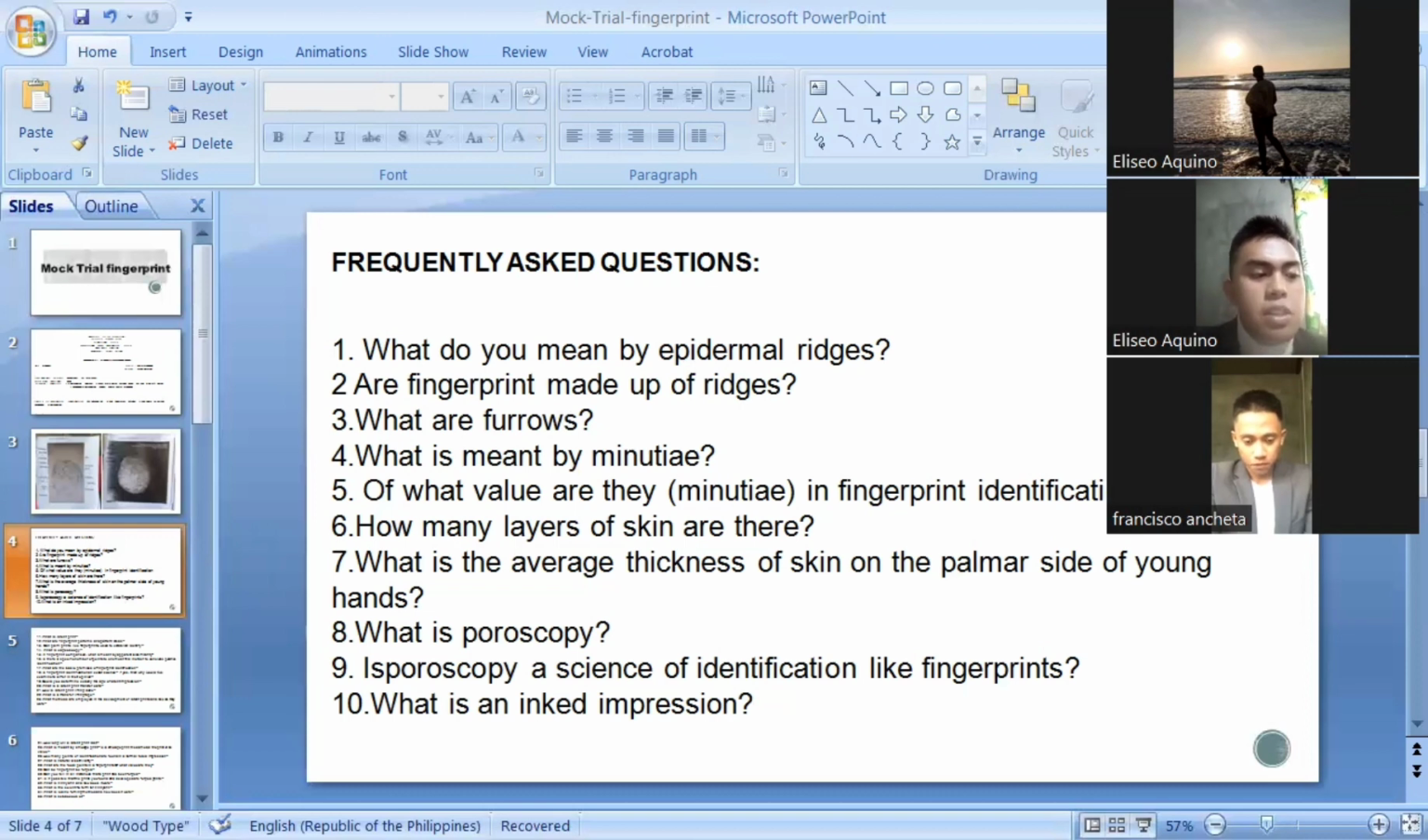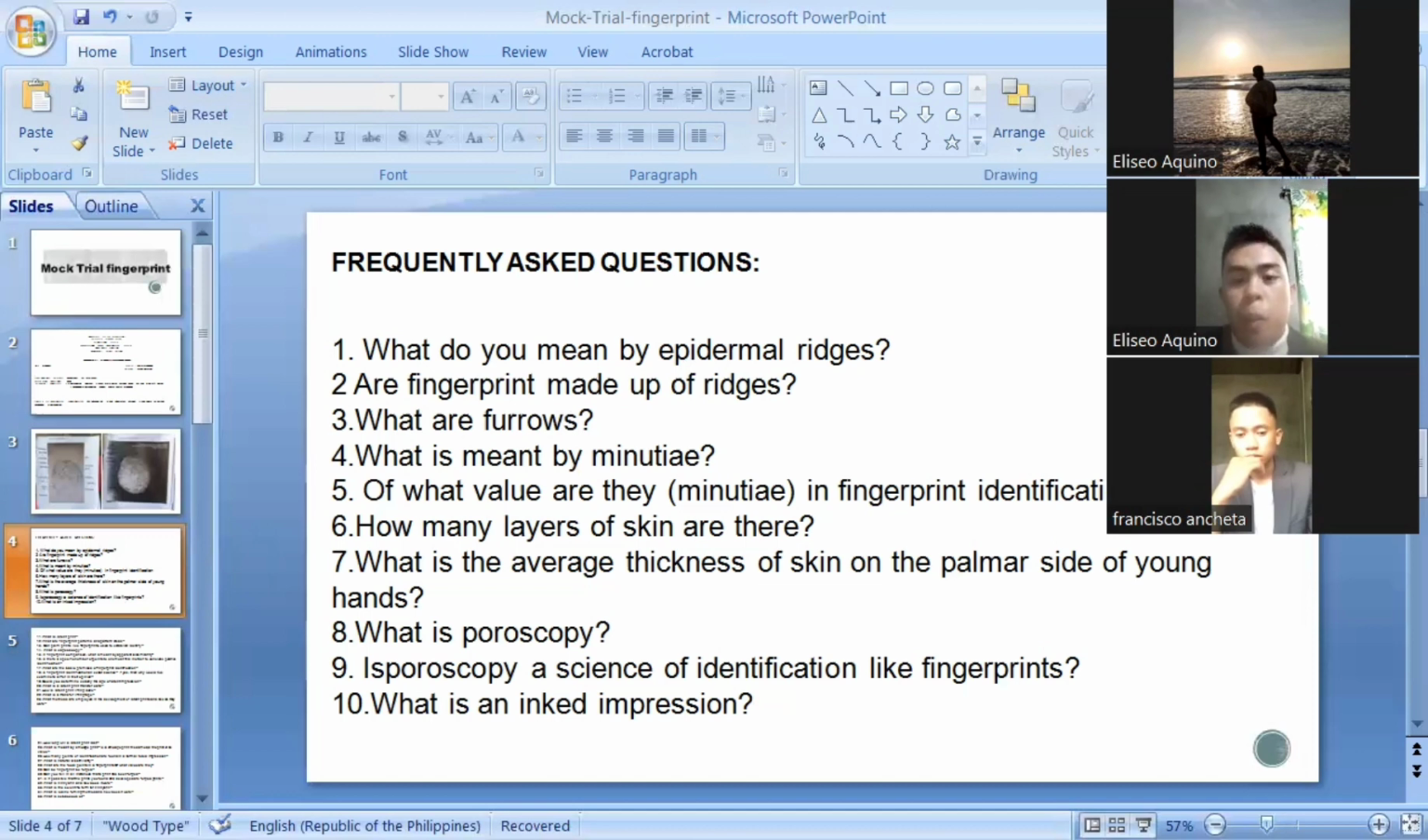What is the average thickness of skin on the palmar side of young hands? The average thickness of skin on the palmar side, the palm of a young hand, can vary depending on factors such as age, gender, and individual differences. However, in general, the skin on the palmar side of the hand is considered to be thicker than the skin on the other parts of the body.